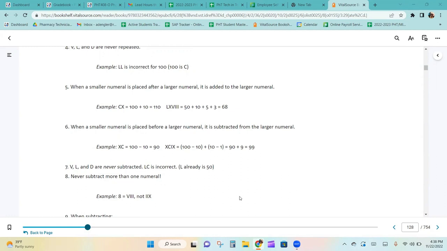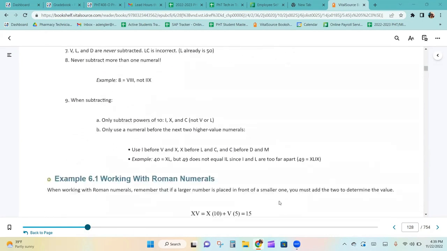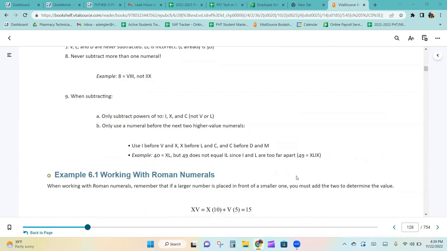LC is correct. Never subtract more than 1 numeral. When subtracting, only subtract powers of 10. Only use a numeral before the next 2 higher value numerals. And use I before V and X, X before L and C, and C before D and M.